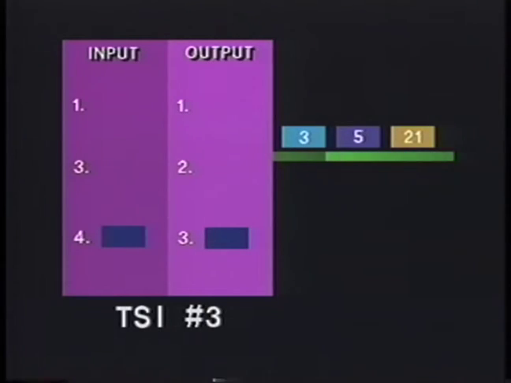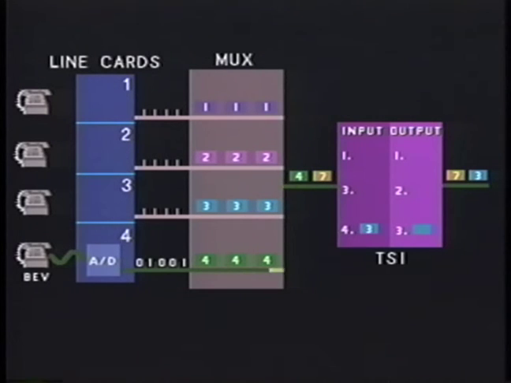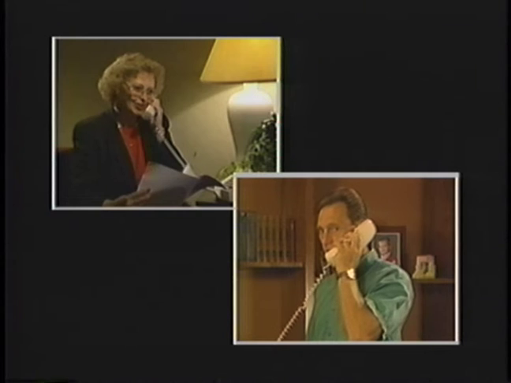At Bev's TSI, the administrative component instructs that the signal in the block 3 position be switched to the block position reserved for Bev's phone, which is block position number 4. The signal then moves to Bev's multiplexer, where Gary's blocks are demultiplexed. In other words, they are reassembled into a continuous bit stream. At Bev's line card, the signal is converted from digital to analog and transmitted to Bev's phone. Bev can now hear Gary's voice over her line.